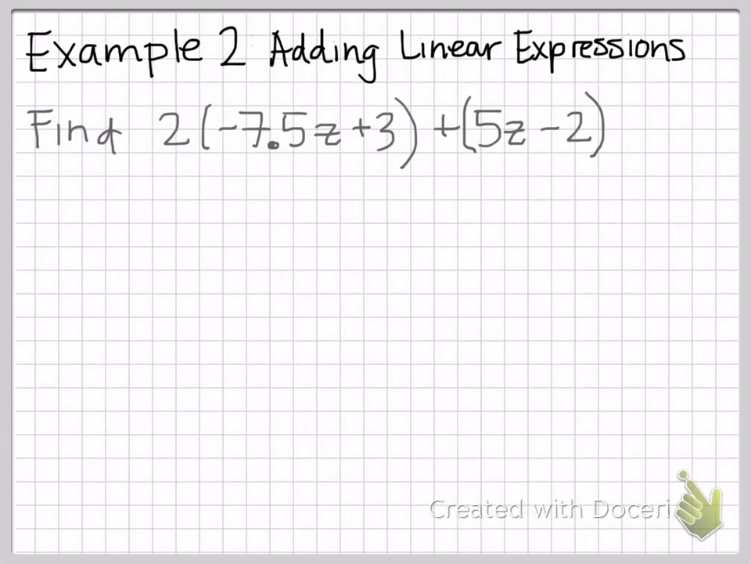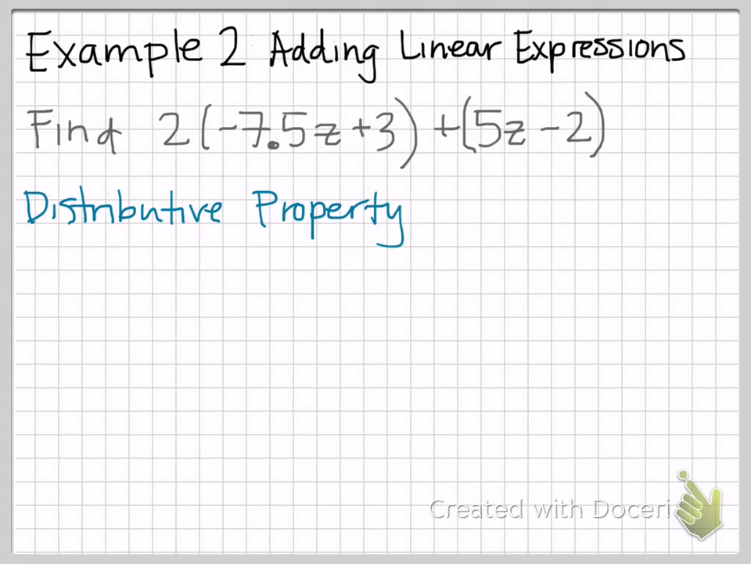Okay, so your first step here is going to be what? Remember yesterday, what was our first step? Distributive property. Just do that quickly. Distributive property. Okay, so we're saying that this 2 is being multiplied by the negative 7.5z. It's being multiplied by that, and then it's being multiplied by that 3. So, if we're going to rewrite it, it would look like this.